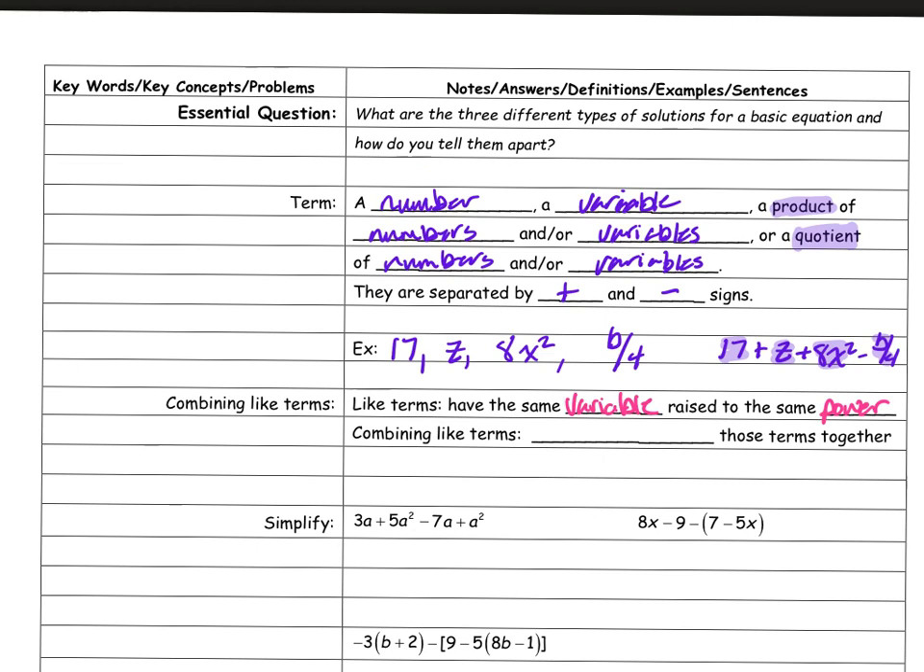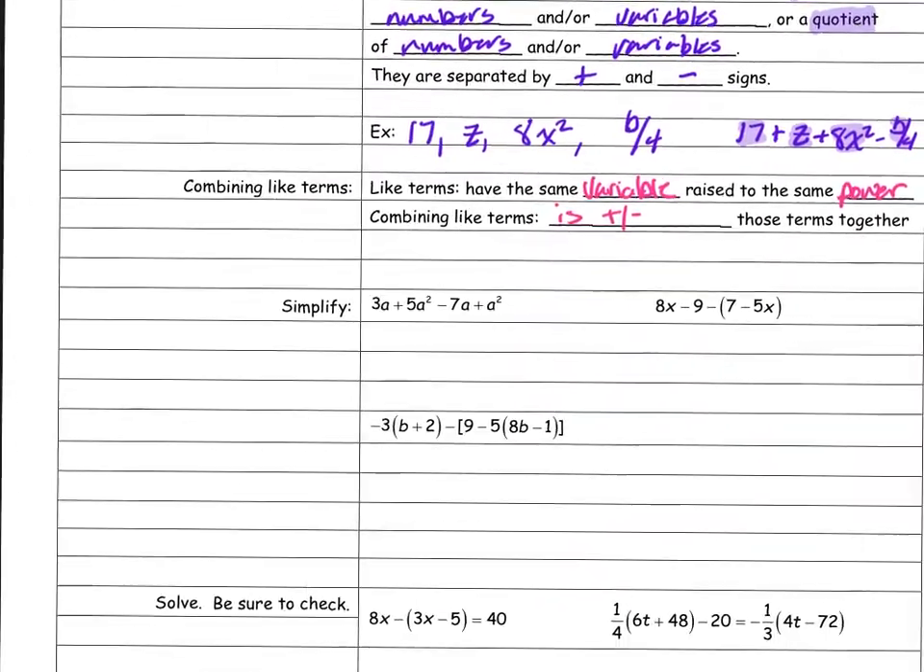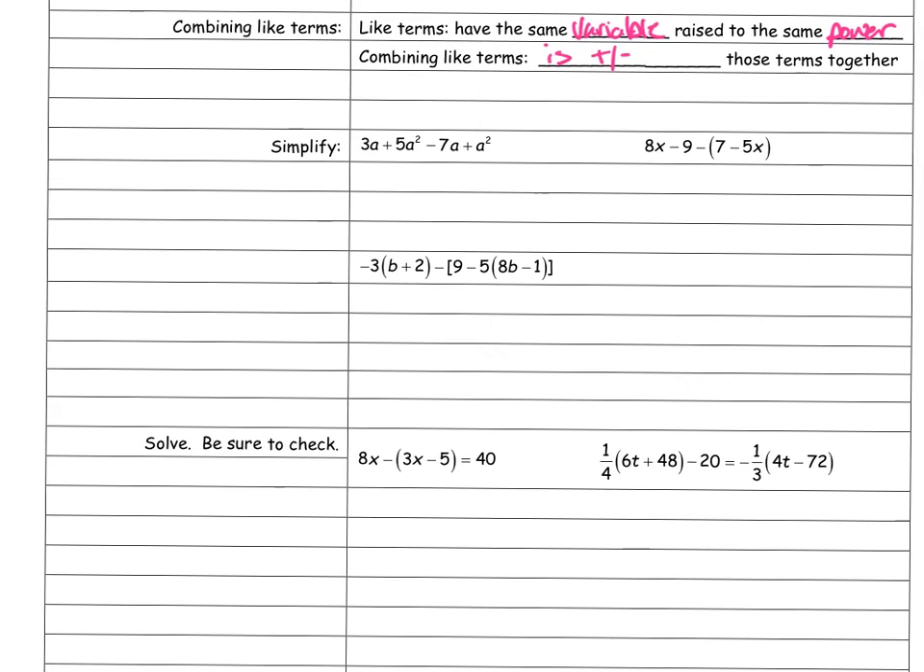And combining like terms is adding or subtracting those terms to get them together. Okay? I know that you guys have done that, but we are going to practice though. So here we go. Simplify. They just want me to simplify it. Notice that there's no equal signs, so I don't have to solve it. I just have to simplify it.